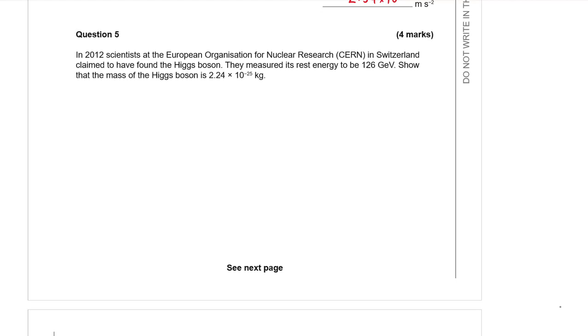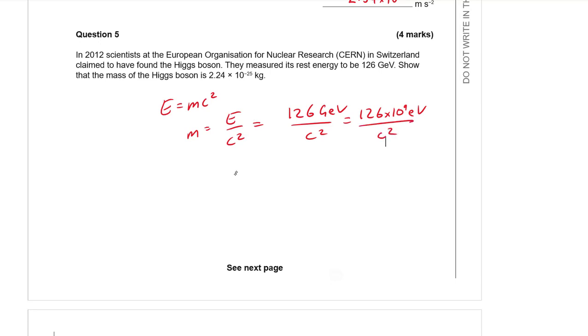It's just giving you an energy value and it's asking you to convert that to mass. So you're going to start with the mass energy equivalent formula and rearrange the equation. So your energy value is given to you in 126 giga electron volts. So that's 126 times 10 to the 9 electron volts over c squared. So now we need to do a conversion. So we need to get that 126 times 10 to the 9 and convert that to joules.